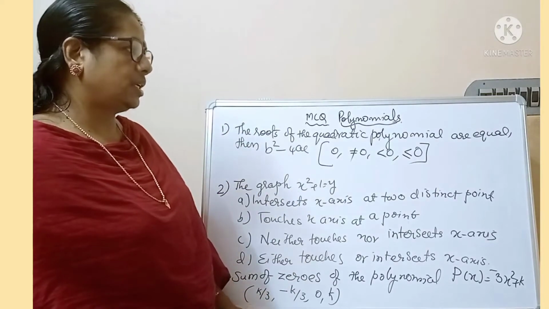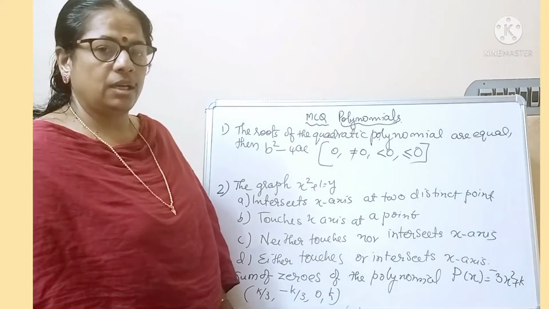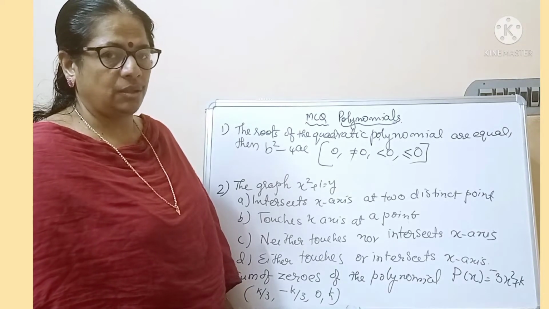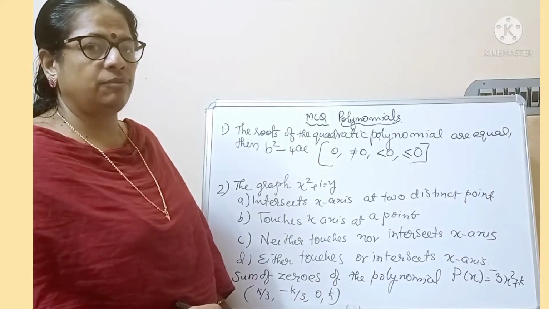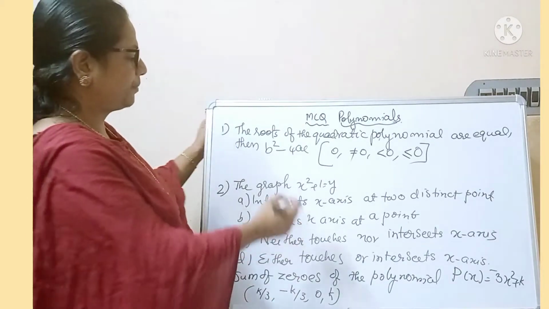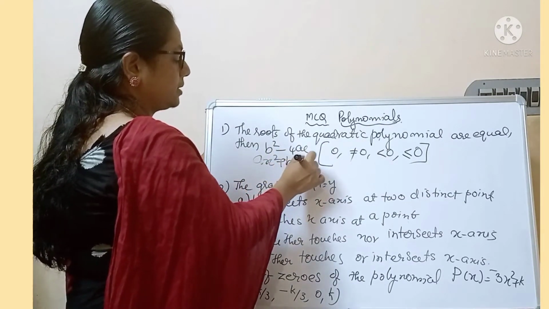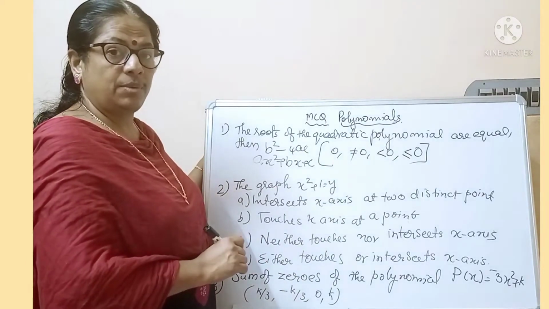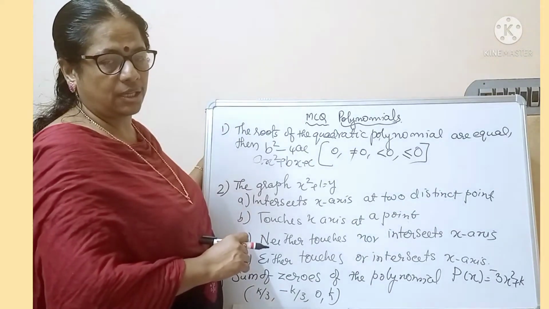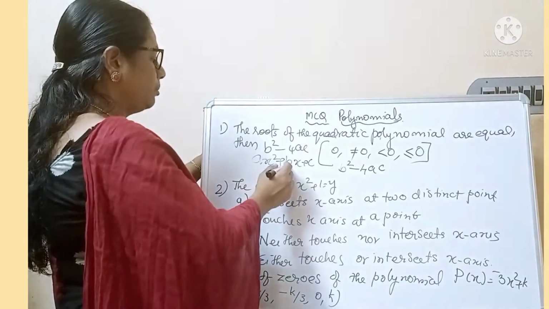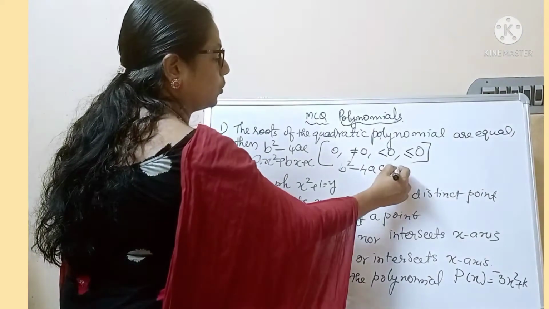The roots of the quadratic polynomial are equal, then what is the value of b square minus 4ac? We know that the general form of a quadratic polynomial is ax square plus bx plus c. Since the roots of the equation are equal, how can we find it? b square minus 4ac will be 0.